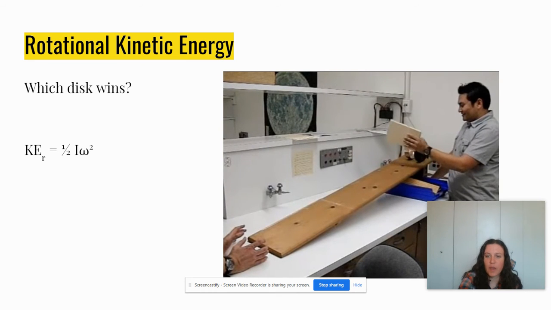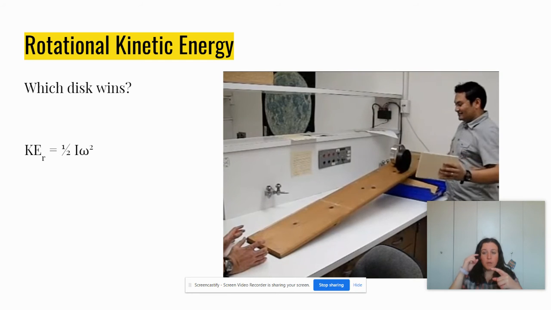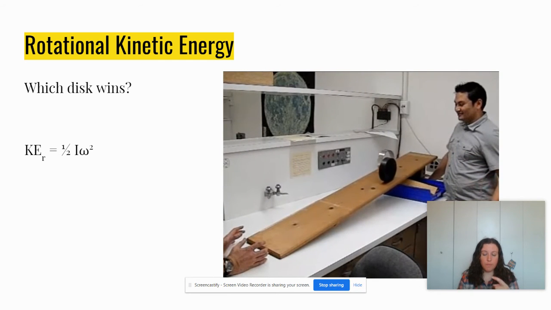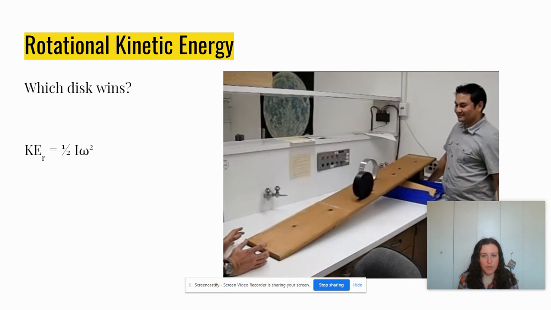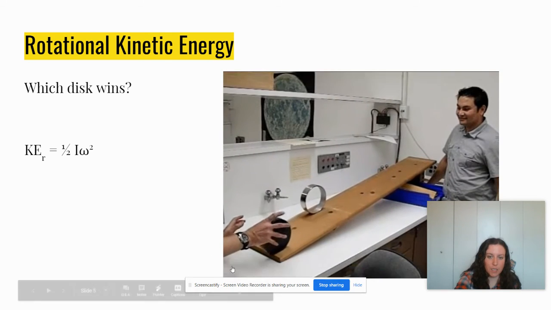There we go. So slow-mo, obviously. The hoop is mr squared, and the disk is 1/2 mr squared. So because it's 1/2, it takes less energy to rotate, meaning it has more linear.